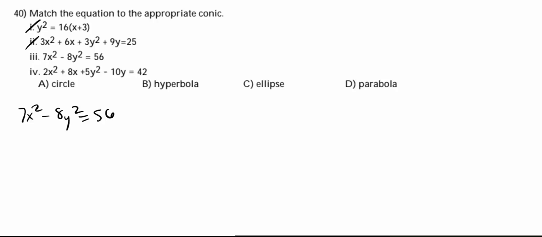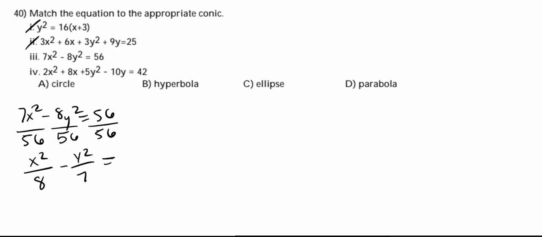Now I know the only equation here that has a minus sign or subtraction sign is a hyperbola. So let's try dividing by 56, since each one of these numbers goes into 56. So we have x squared, and 7 goes into 56 8 times, minus y squared, and 8 goes into 56 7 times, and then we have 56 goes into itself 1 time, and that looks like the equation of a hyperbola, so we're going to go ahead and match that with answer choice B, a hyperbola.